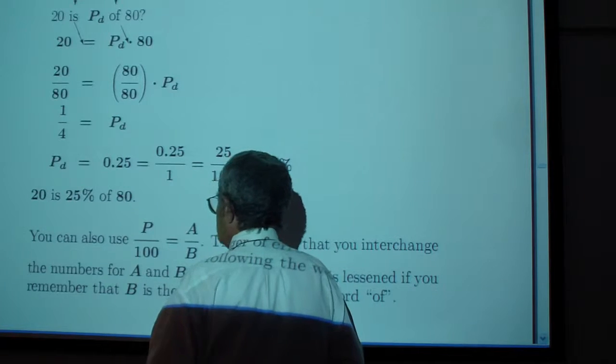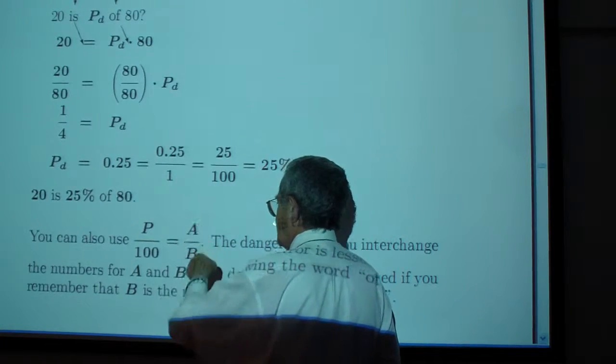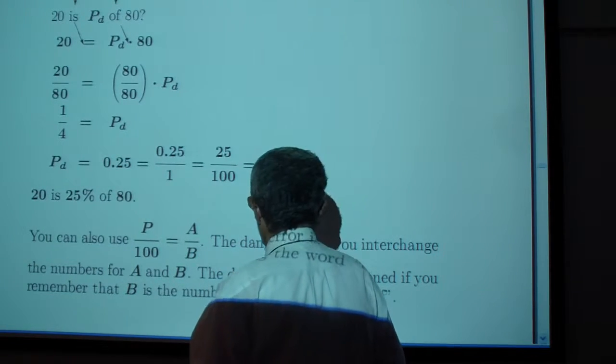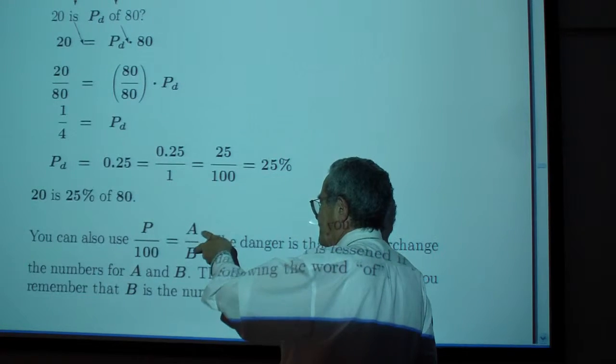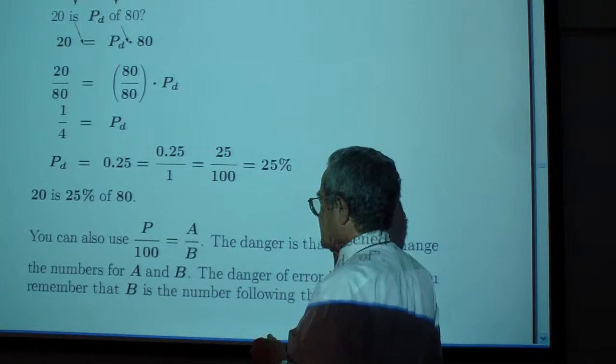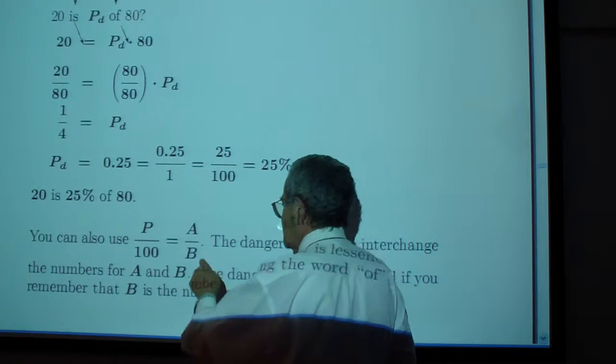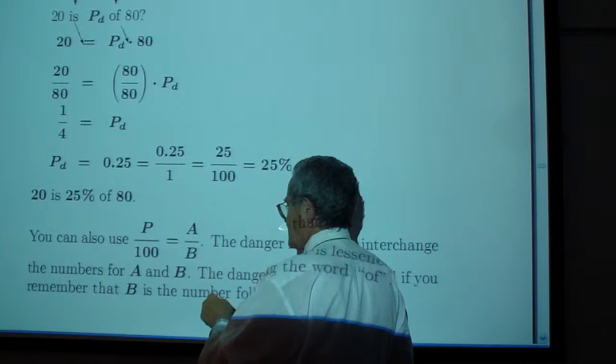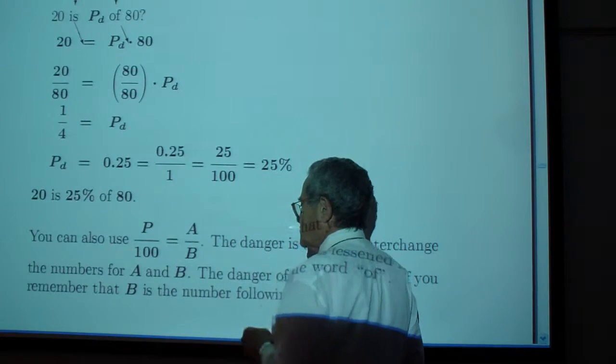Now, they teach you P over 100 is a number over a number, happens to be A over B. Be careful which of the two numbers you put in the numerator and which in the denominator. If you remember that the denominator is the "of" number, the "of" B, then you can keep this straight.